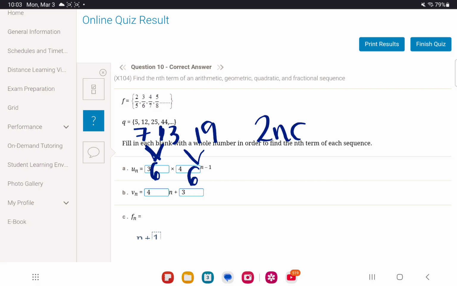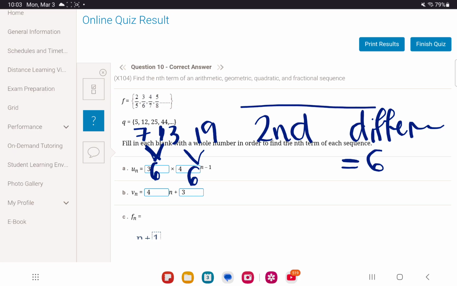So the second difference is the same and it's equal to 6. That means it's a quadratic progression because it's the second difference that is equal. Now let's find the nth term formula for the quadratic progression.